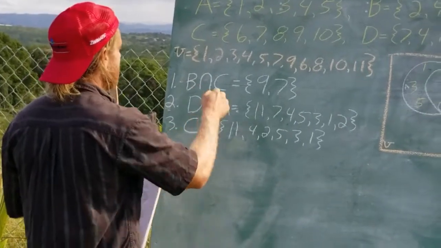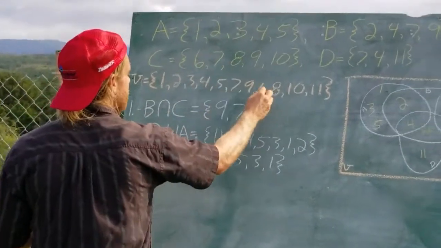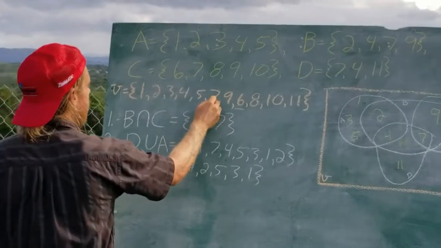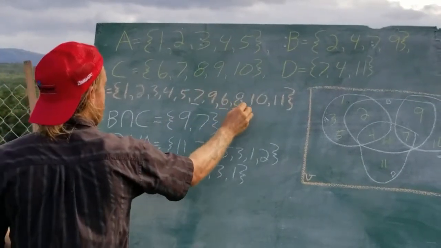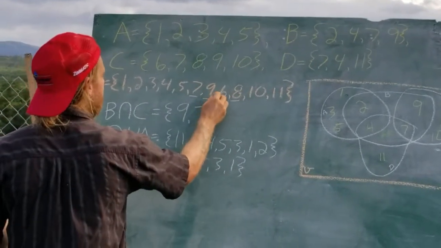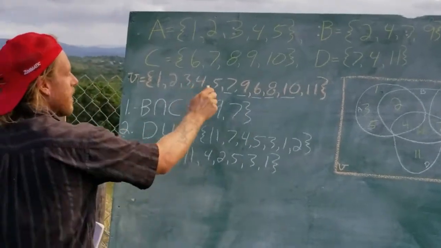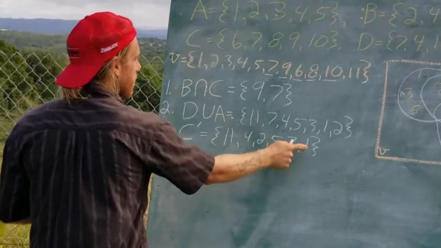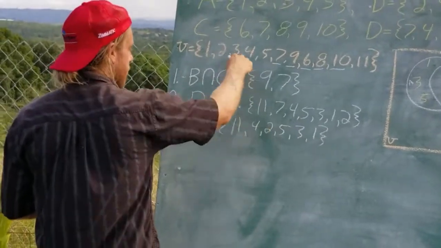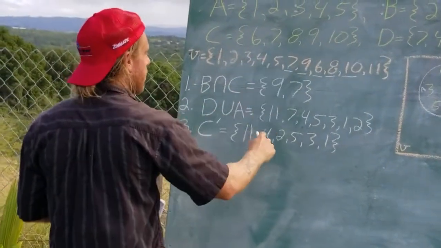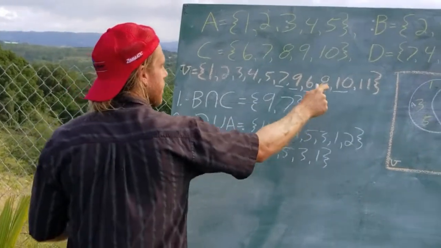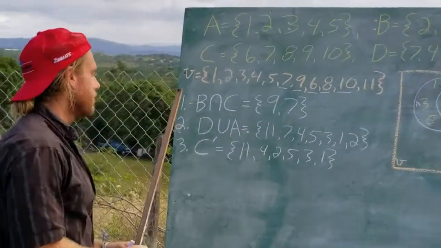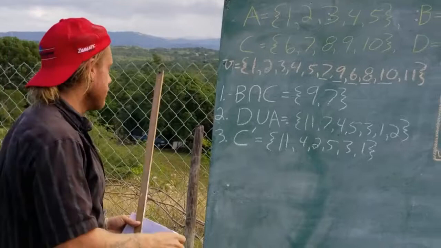So the elements in C are 6. We don't want 6. We don't want 7, 8, 9, and 10. So the elements without a white underline are the ones that should comprise this set. 1, 2, 3, 4, 5, and 11. All right, the complement of C.